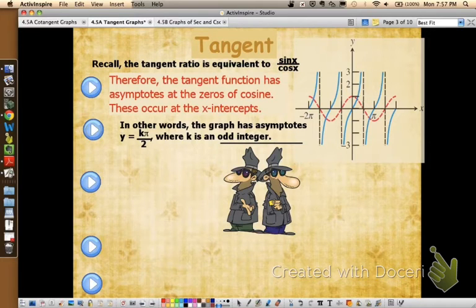So as we look at these patterns, we will see that for a parent graph of the tangent function, there will be an asymptote at every odd integer multiple of pi over 2. Say, for example, 1 pi over 2, 3 pi over 2, 5 pi over 2, and so on and so forth. But it can also go in the negative direction as well.